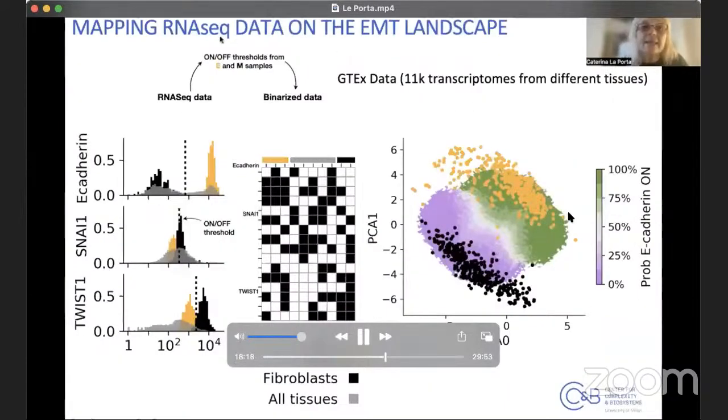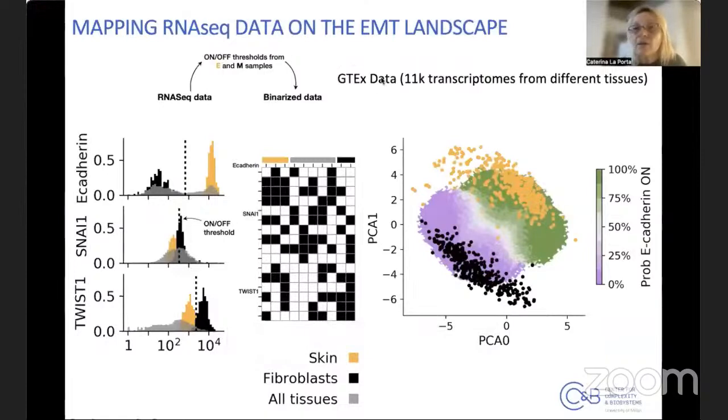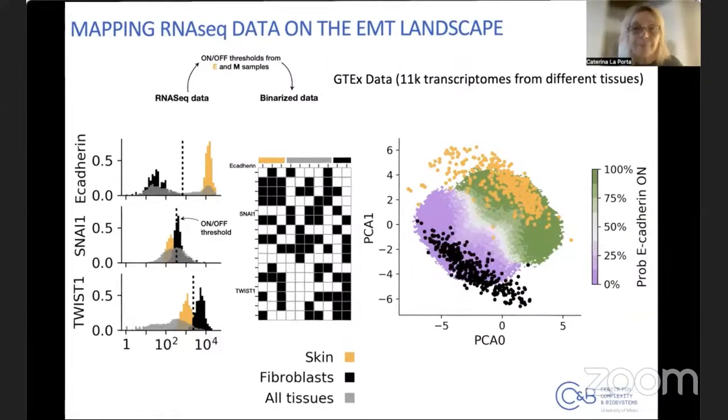Then what we did is to map RNA-seq data on our landscape, and now we are actually able to map the RNA-seq data in our landscape. And you see that, as expected, this is a control, if I can say this. We analyzed RNA-seq data from skin and fibroblasts. All the skin RNA-seq data went to the epithelial state, while fibroblasts went to the mesenchymal, as expected. So that means that the model is not just a model, but works very well with the data. And we are now able to overlap the RNA-seq data on the landscape.